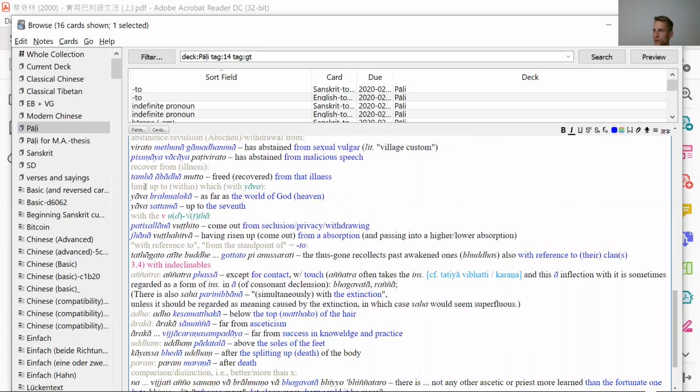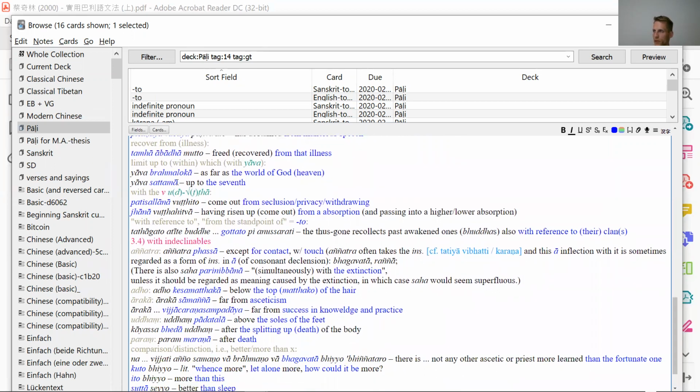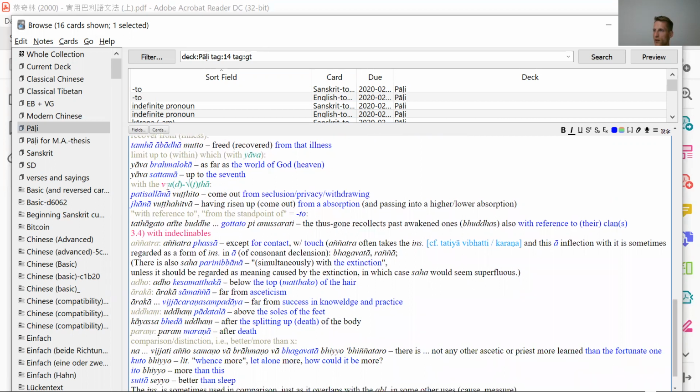Recover from illness, tamha abadha mutto, freed mutto from that tamha abadha, illness. Limit up to or within. Yava Brahmaloka, as far as Yava Brahmaloka, the world of God or Brahma. Yava Saptama, up to Yava Saptama, the 7th.